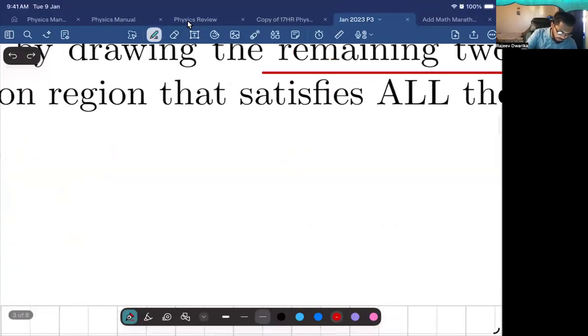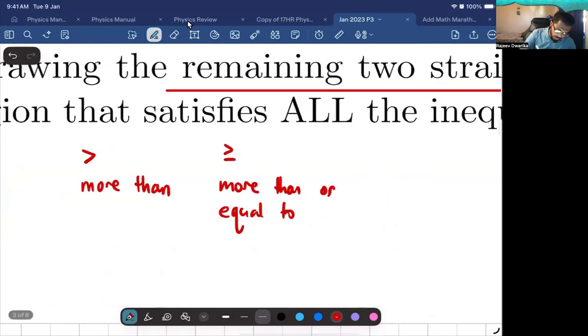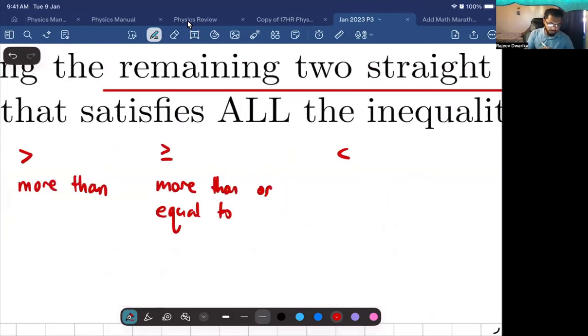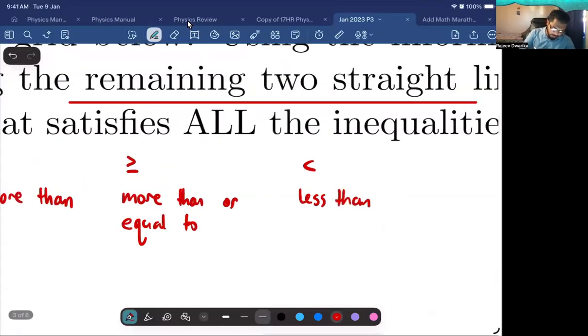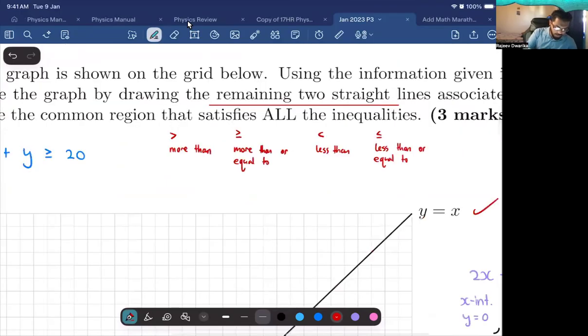Let me get a quick recap, right? This symbol over here is more than. This symbol over here is more than or equal to. This symbol over here is what? What do you think? Less than. Right? And the other one would be less than or equal to. I understand much better now.